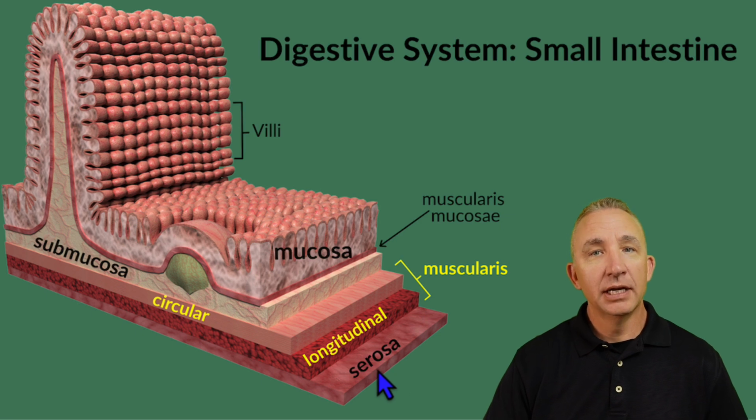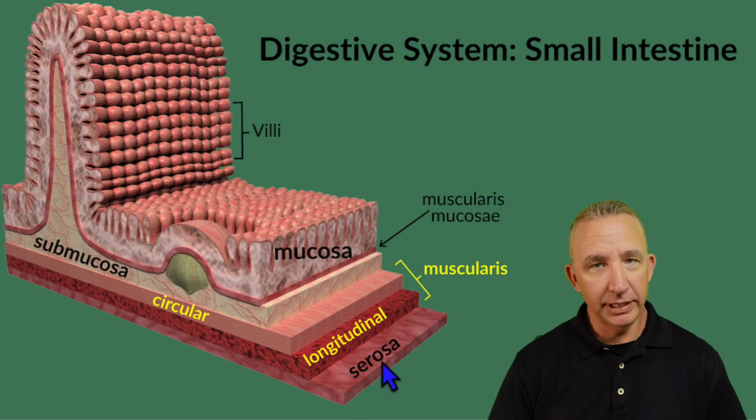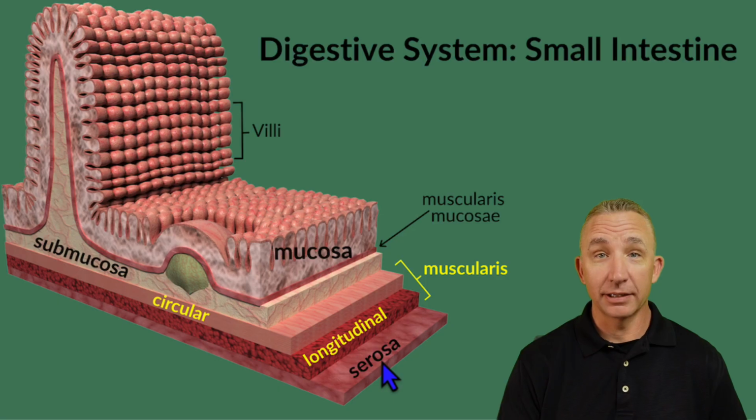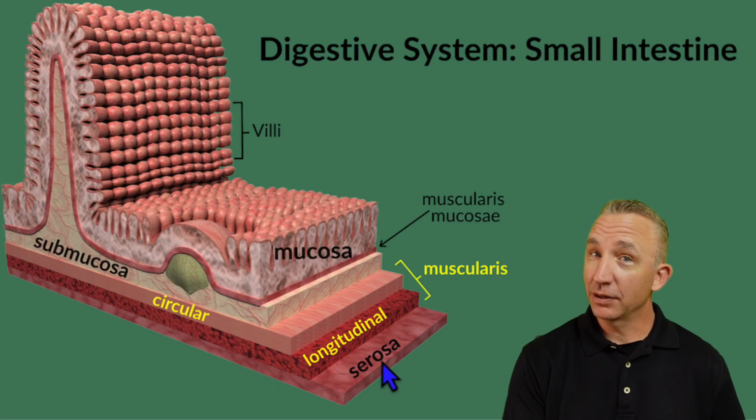Lastly, serosa is the outside of the tube. Remember, we called that visceral peritoneum. This is serosa, referring to it secreting. Remember that membrane that helps secrete, but it's the outer layer. So 4 layers: mucosa, submucosa, muscularis, and then serosa.